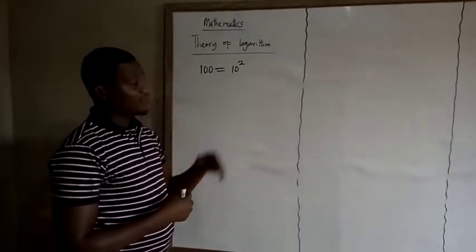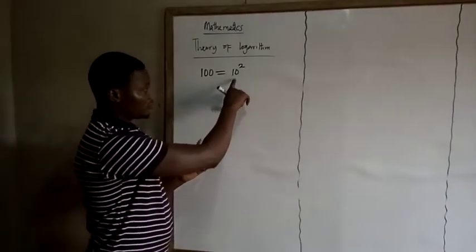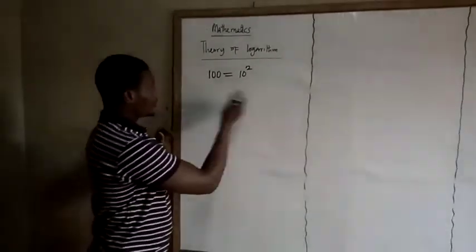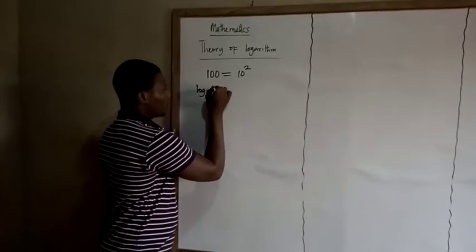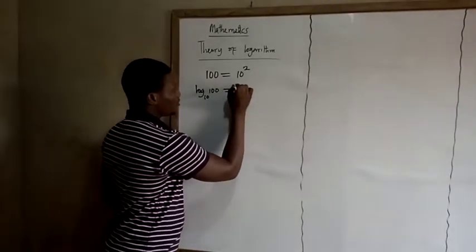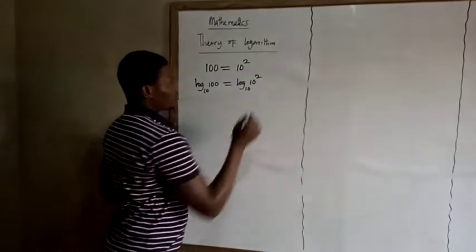Now, since the base here is 10, we can decide to turn this to logarithm in the base of 10, just because the base here is 10. In the base of 10, we can say log base 10, 100 is the same thing as log base 10, 10 raised to power 2.